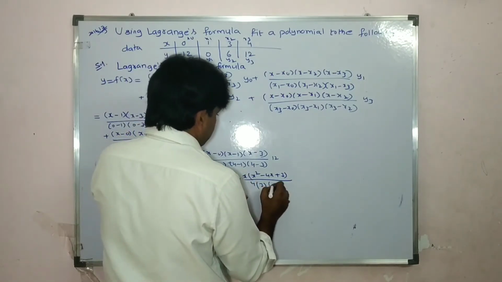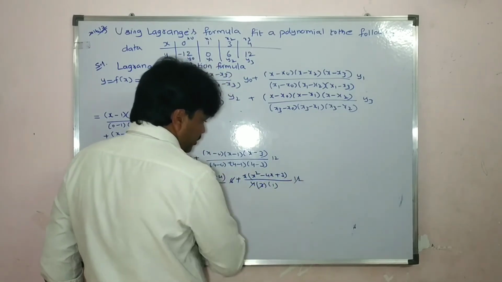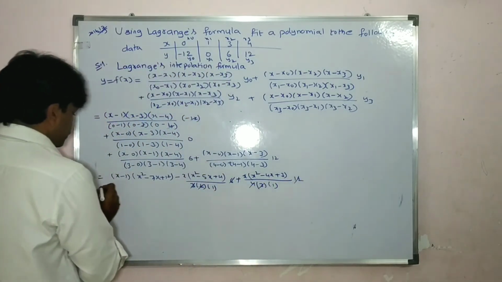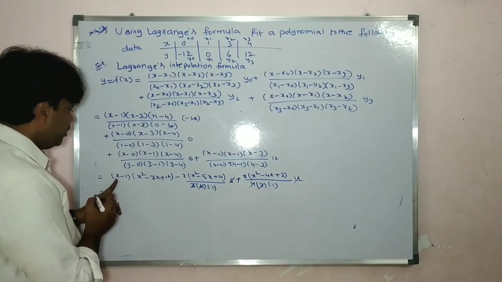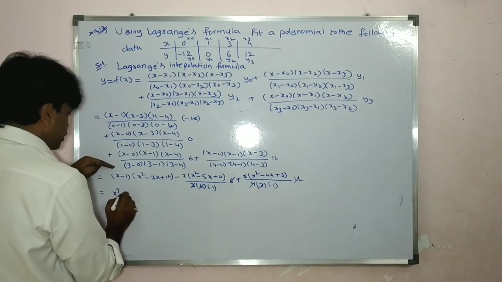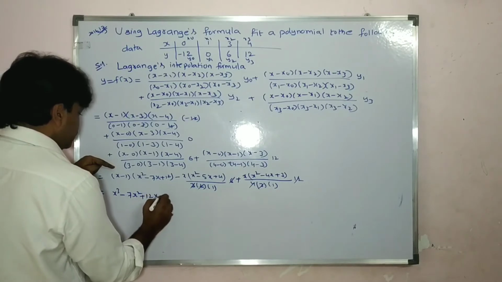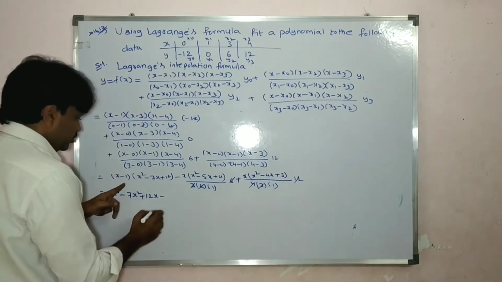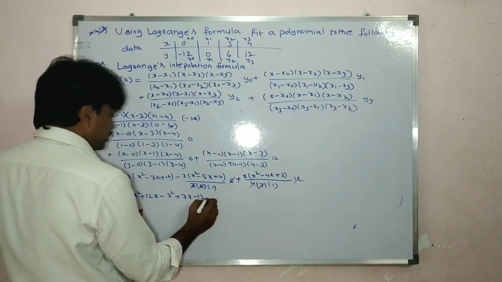4 minus 3, 1 into 12, so 4 3s are 12. Then we multiply with x, and then minus 1, so we get x cube minus 7x square plus 12x. Minus, we multiply with minus, so we get minus x square plus 7x minus 12.